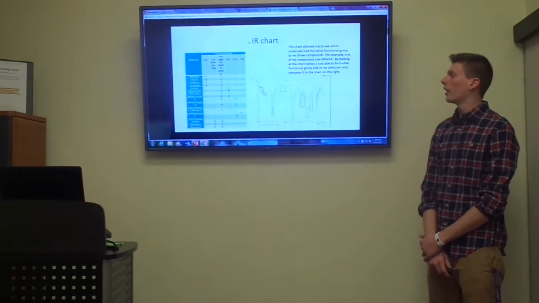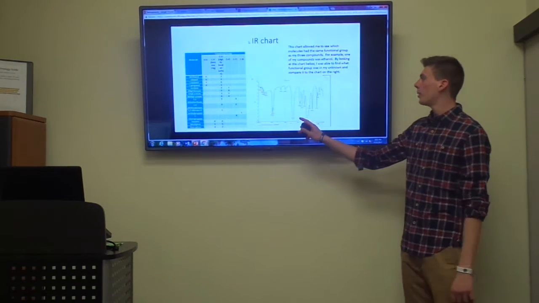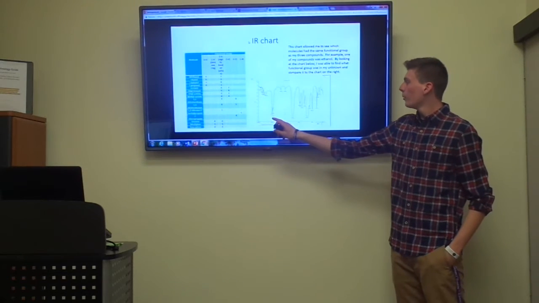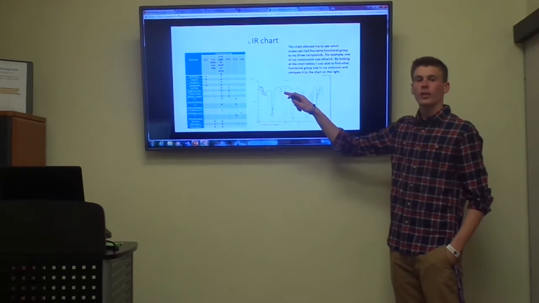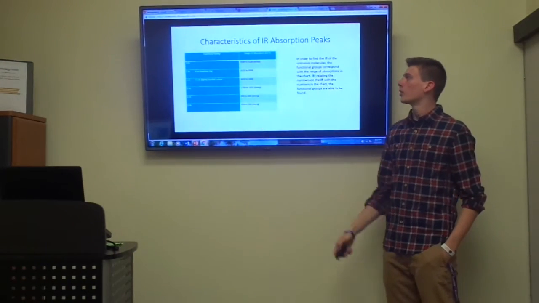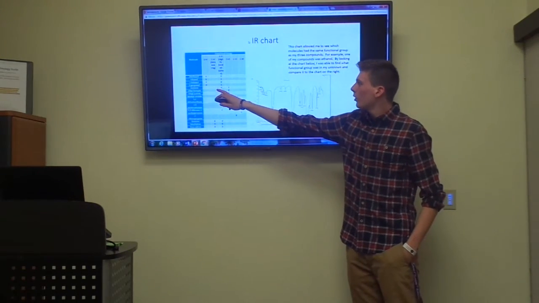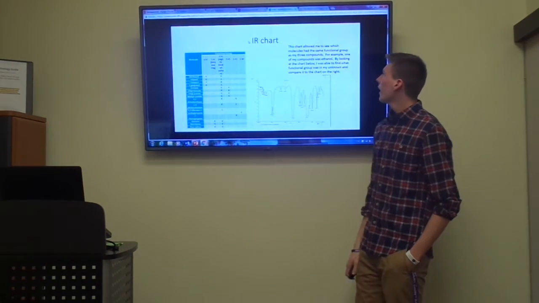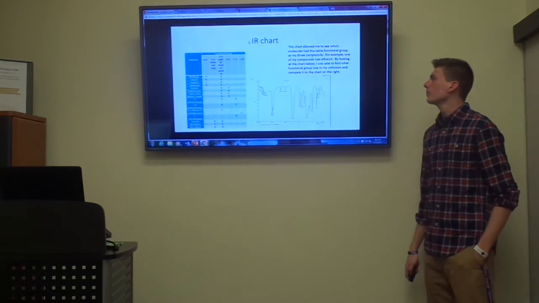Here's the IR chart that I used. My example was ethanol. This is a picture of the chart that I was talking about previously. At the bottom of the chart, there are numbers. Once you find the numbers, you go back to the other chart, and you will use this to figure out the functional groups. Once you find the functional groups, you look at the chart that has all the functional groups. By looking at this, I was able to figure out that it was ethanol.